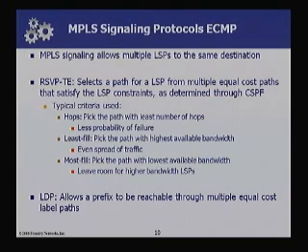LDP also allows a prefix to be reachable through multiple equal cost LSP paths. Typically in LDP, it's going to be a local decision by the router. The routing protocol will tell which are the best paths, and LDP will just pick one of those paths.